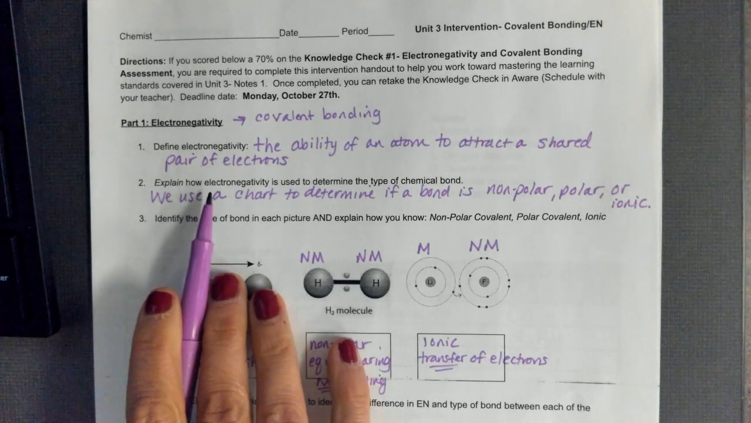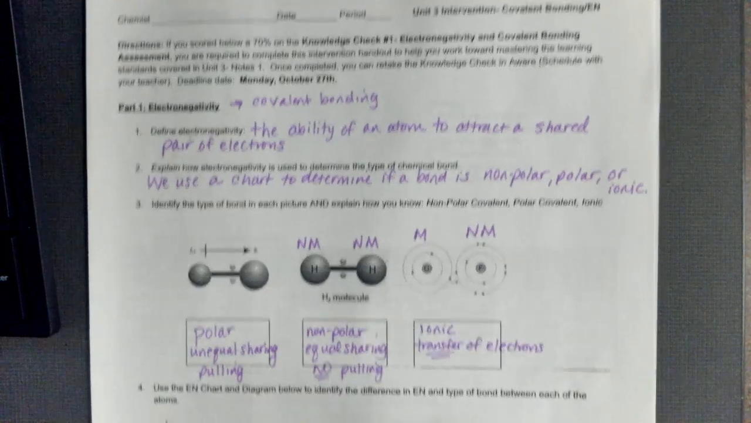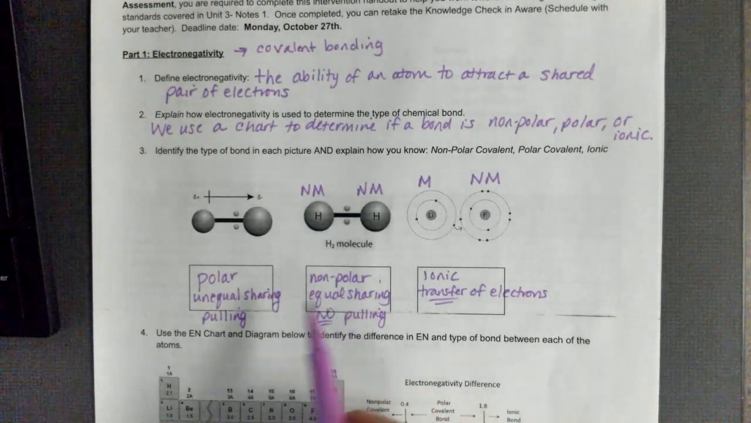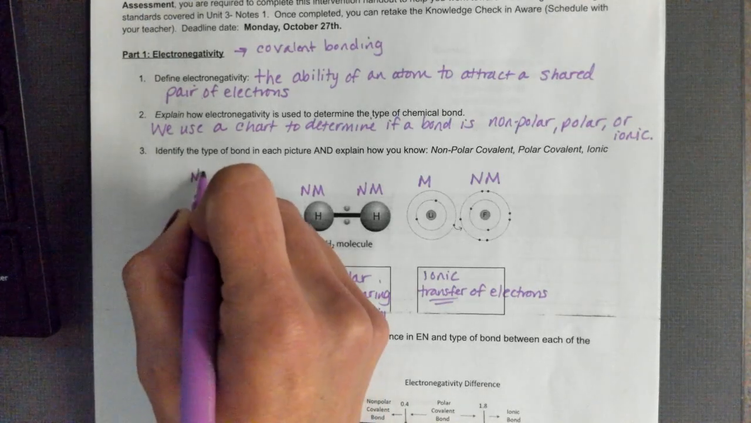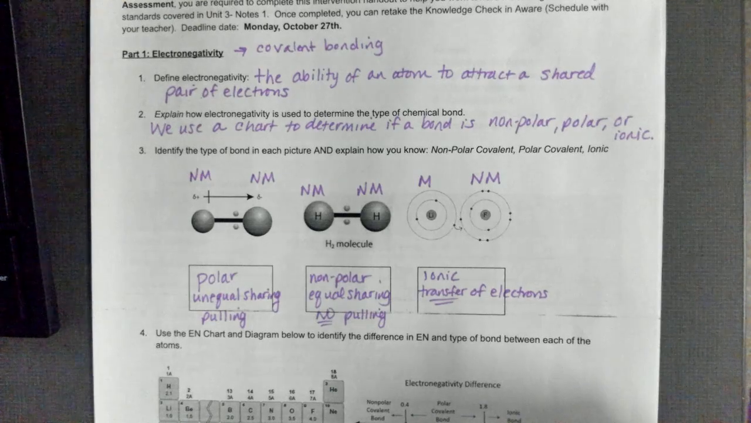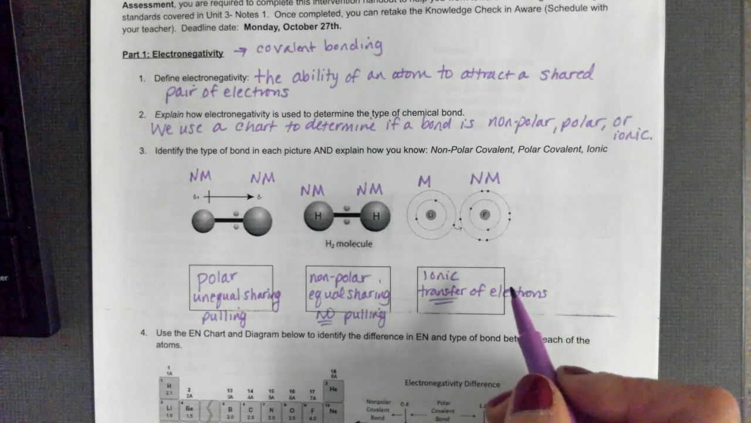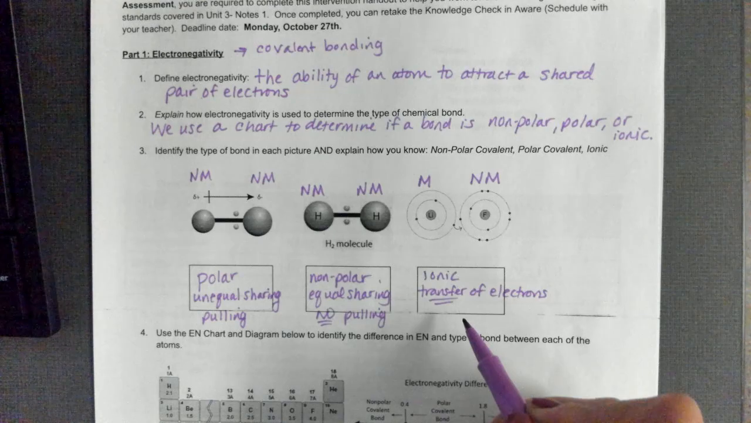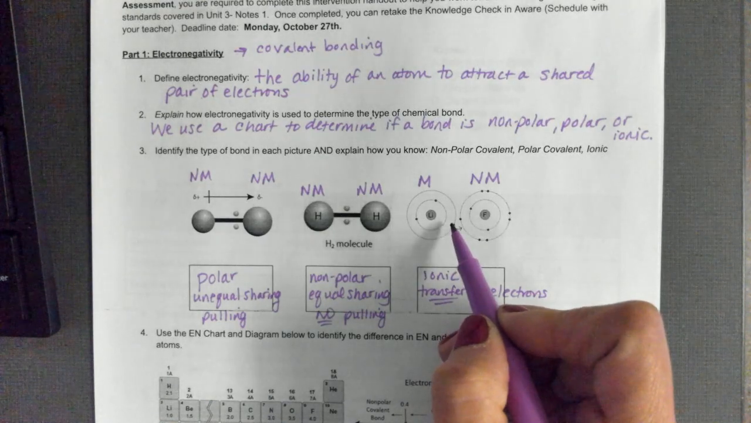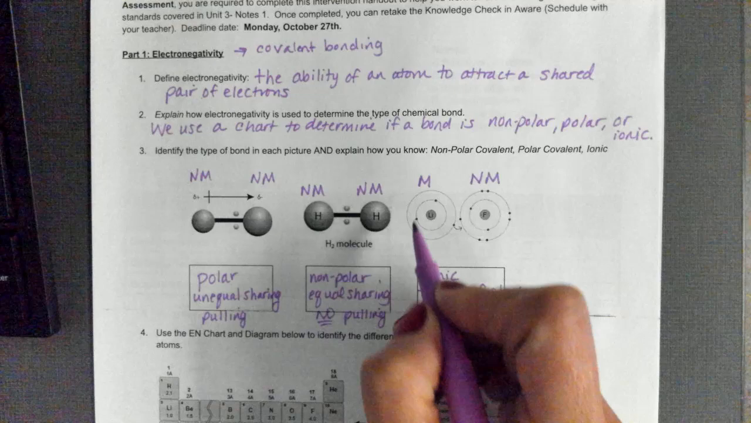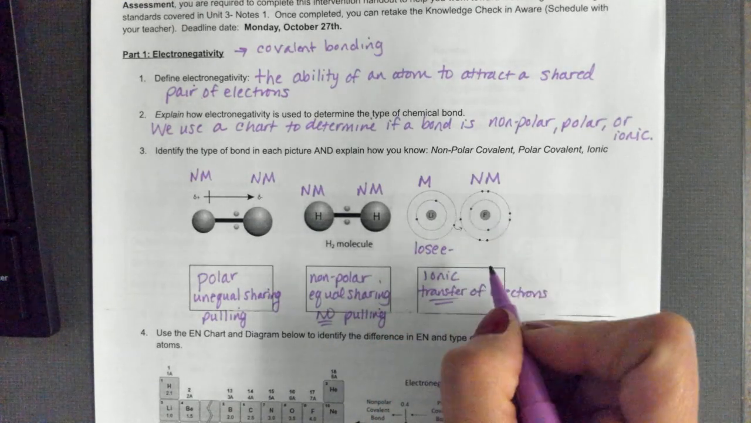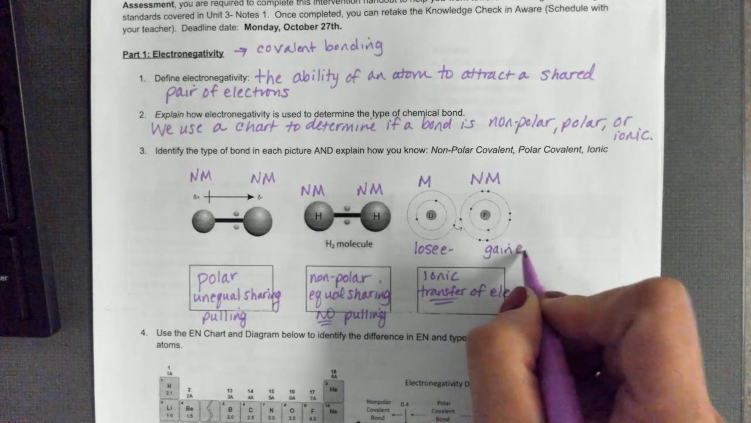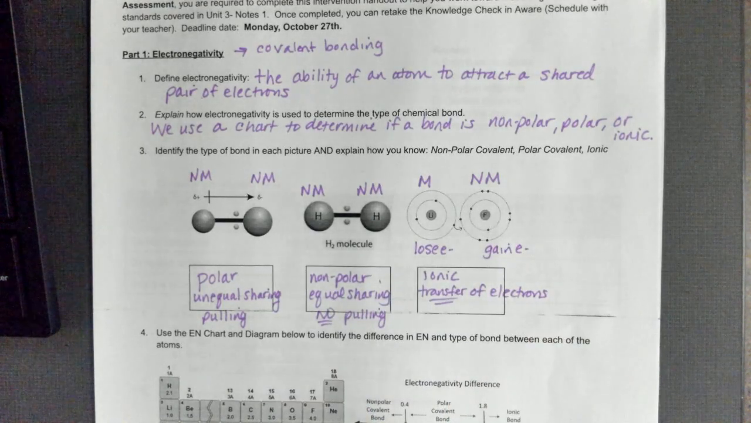Okay, so we use electronegativity to figure out if a bond is going to be nonpolar or polar, which both involve sharing, and also both involve nonmetals with other nonmetals or metalloids, or if that bond is going to be ionic, which means that the electron is going to be completely transferred over. And we know that metals want to lose electrons, and nonmetals want to gain electrons. So that whole concept is explaining what electronegativity is.